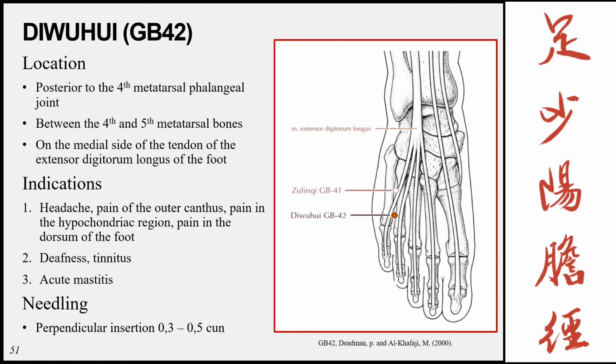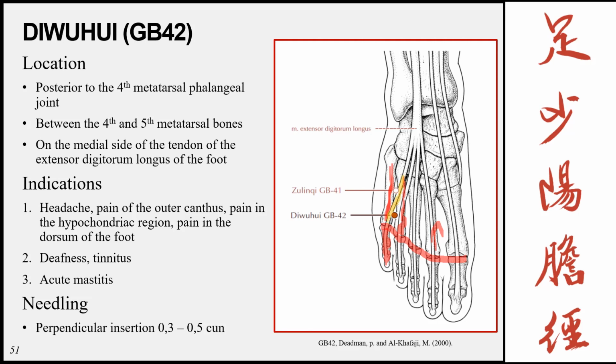The next point is DIWUHUI. This is GB42. This point is located posterior to the 4th metatarsal phalangeal joint. What this means is this is the joint between the metatarsals, these bones over here, and the phalanges, these bones over here. So we have the metatarsal phalangeal joint, and this time we're posterior to this joint. Here's the metatarsal phalangeal joints, and we're going this way, posterior. And it's between the 4th and 5th, so here and here. It's on the medial side of the tendon of the extensor digitorum longus over here.